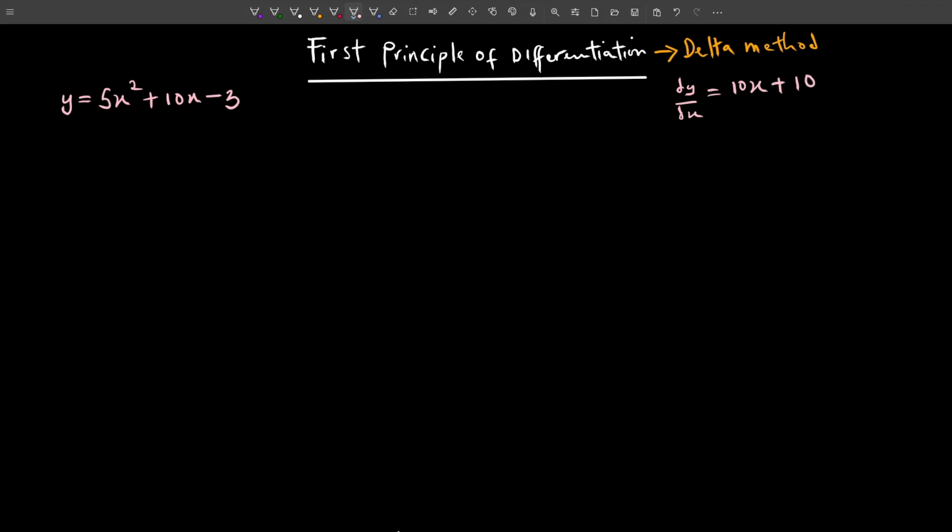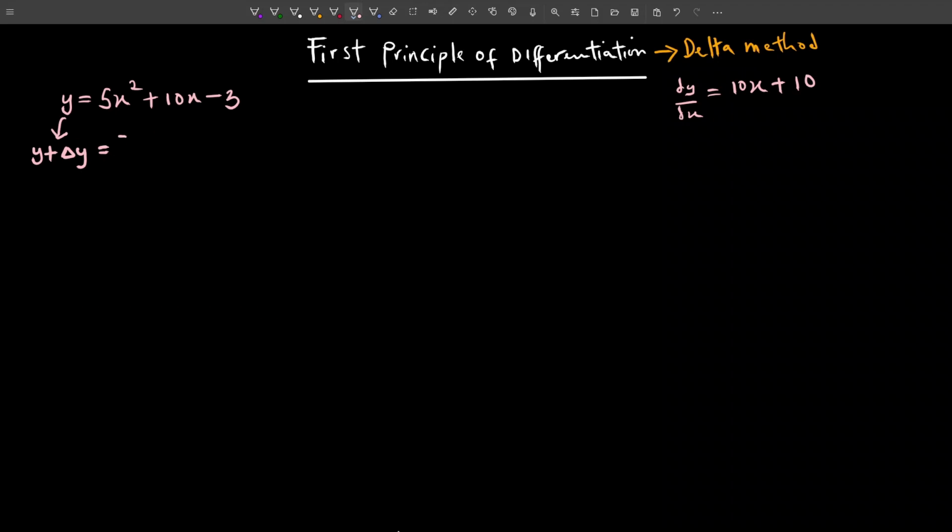So if you're asked to do this using first principle, the idea is to increase y and x by a little number, which is change in x. The first thing we have to do is to increase y and x by change in x. Whenever we see y, we add change in y. Whenever we see x, we add change in x. So y becomes y plus change in y, and x becomes x plus change in x.